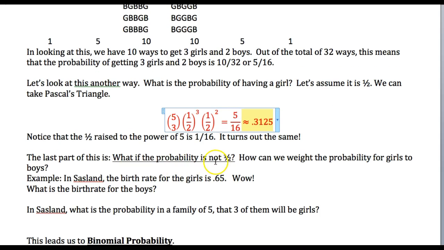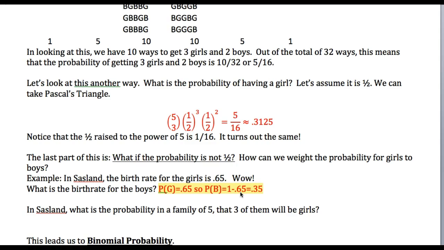Now, what if the probability is not 1/2? How can we weight the probability for girls to boys? So here's an example that we can do. In Sassland, the birth rate for girls is 0.65. Yes, you can read that word. What is the birth rate for boys? Well, if that's the birth rate for girls, we can find out what the birth rate for boys is by just taking 1 minus the birth rate for girls.